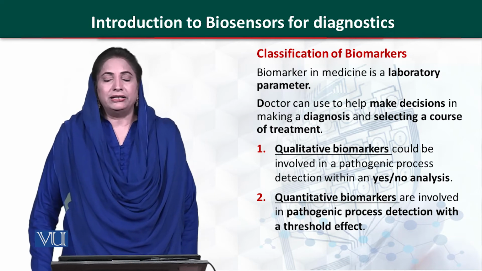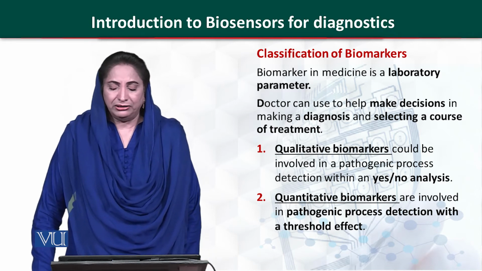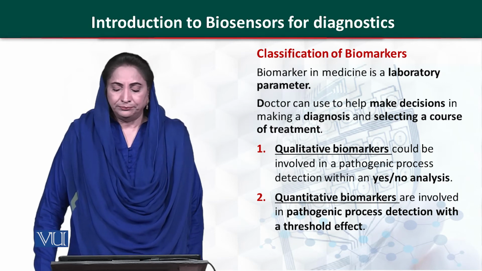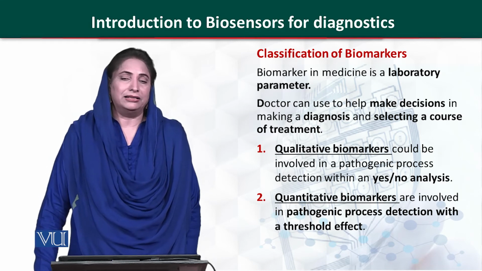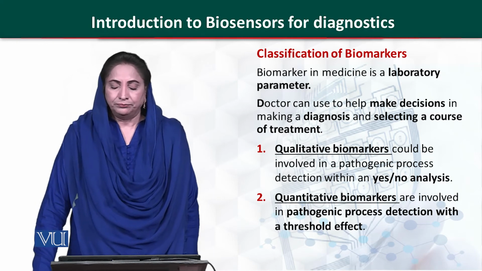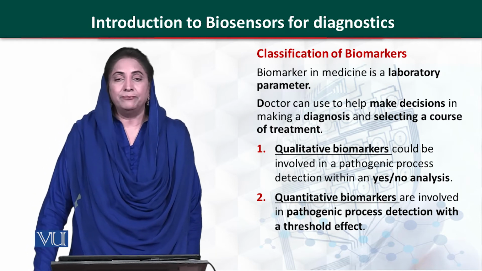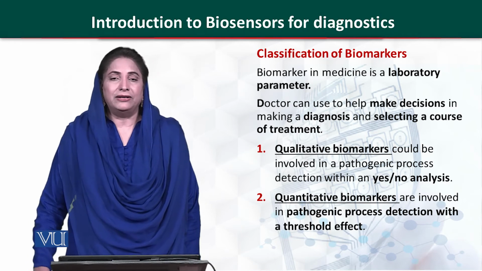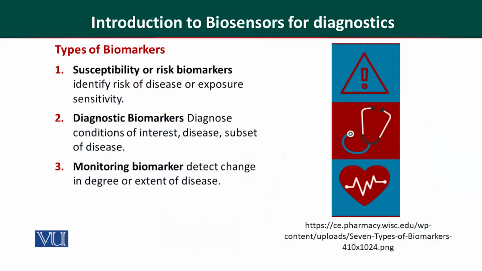So, what is a qualitative biomarker and a quantitative biomarker? What is the difference between them? These are both biomarkers. In the case of qualitative biomarkers, the pathogenic process detection provides us the answer as yes or no. And in the case of quantitative biomarkers, we get the answer of pathogenic process detection with a threshold effect. It means the level of that particular biomarker, what is the level of that particular biomarker, and it could be related to the disease condition.